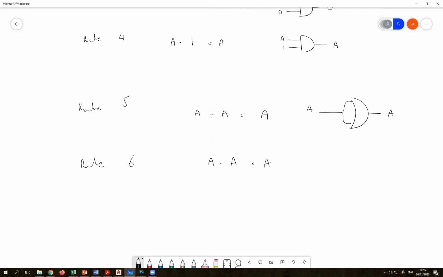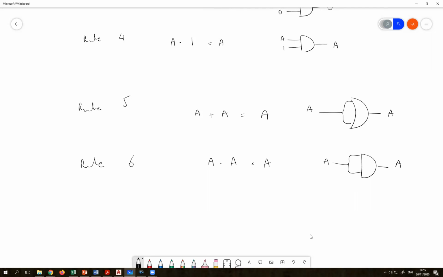The same story for AND. If you have AND, it depends on what A is. If A is 0, you get 0. If A is 1, 1 and 1 is 1. So in that case, guys, if you have a repeated input, you can reduce it to 1. If you have two A and A or A, you can say this is A.